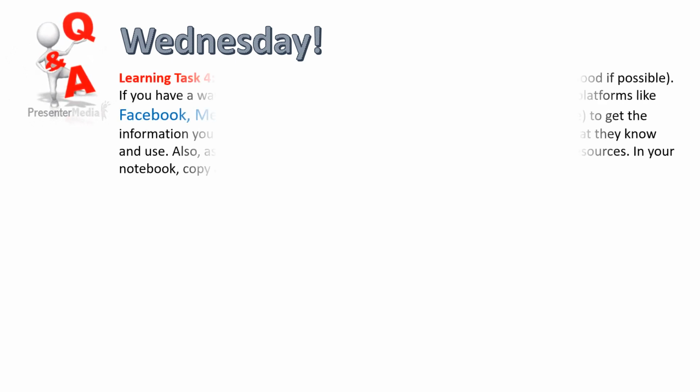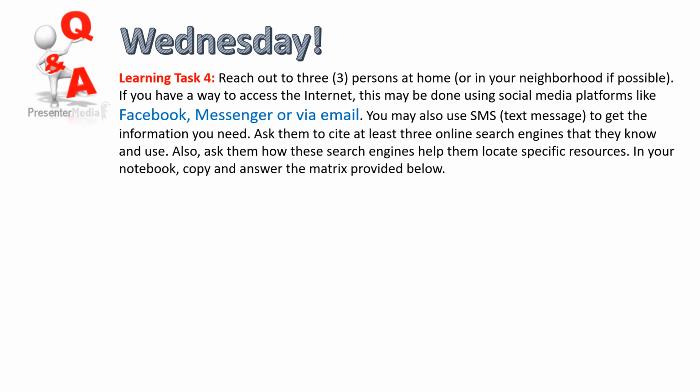Okay, let's move on. Wednesday. So learning task 4, reach out to 3 persons at home or in your neighborhood if possible. If you have a way to access the internet, this may be done using social media platforms like Facebook Messenger or via email. You may also use SMS text message to get the information you need. Ask them to cite at least 3 online search engines that they know and use. Also ask them how these search engines help them locate specific resources. In your notebook, copy and answer the matrix provided below.